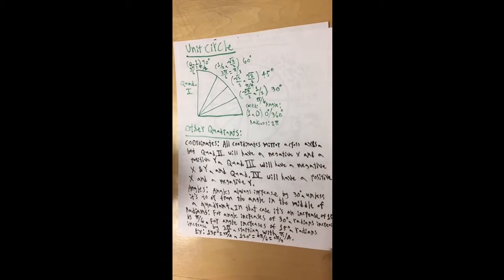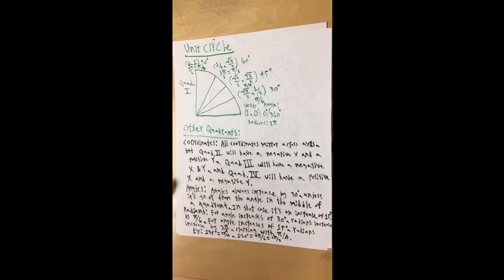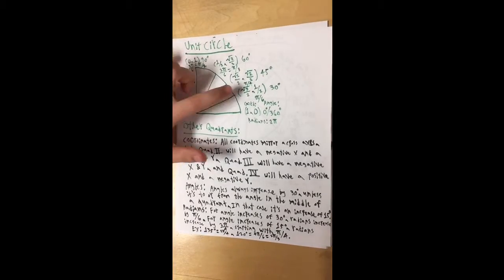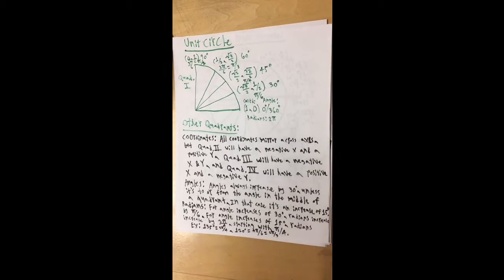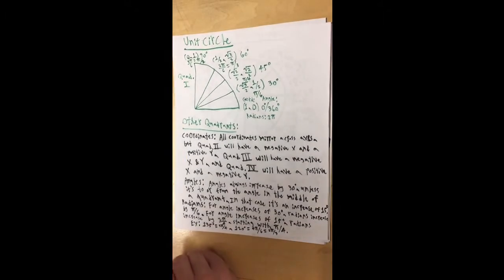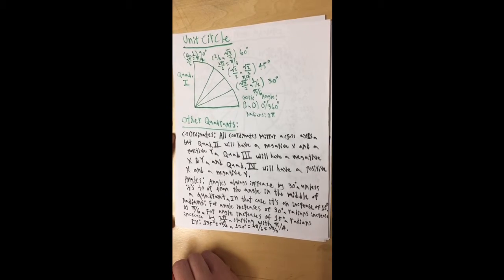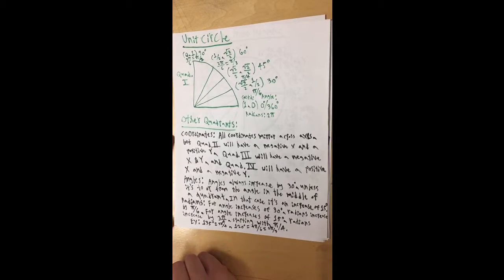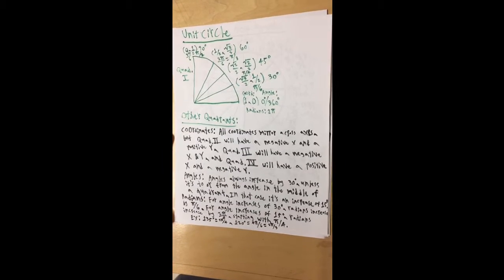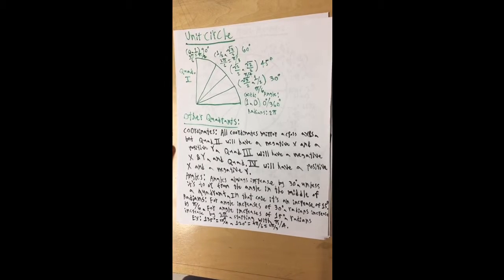And you also note that for radians, for increments of 15 degrees, it starts at pi over 4 at 45 degrees, and it'll increase by 2 pi over 4 each time. So down to the other quadrants. All coordinates mirror across axes, but quadrant 2 will have a negative x and a positive y, quadrant 3 will have a negative x and y, and quadrant 4 will have a positive x and negative y.